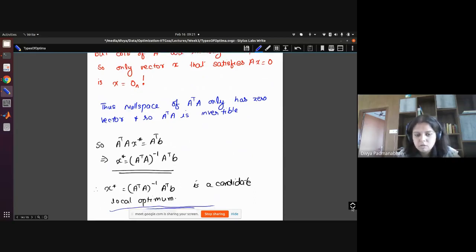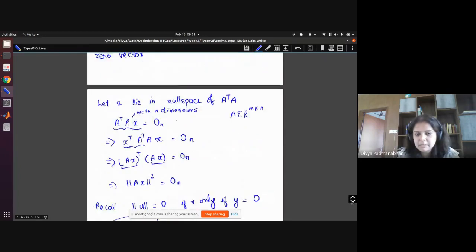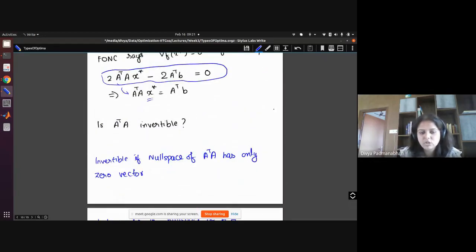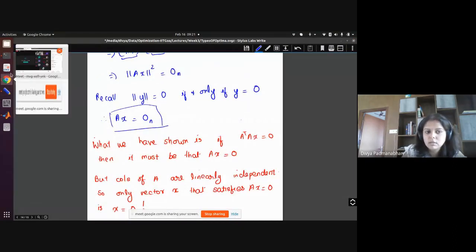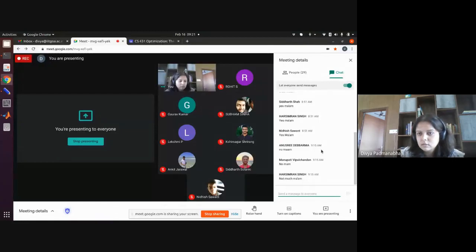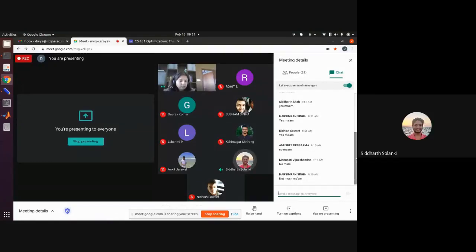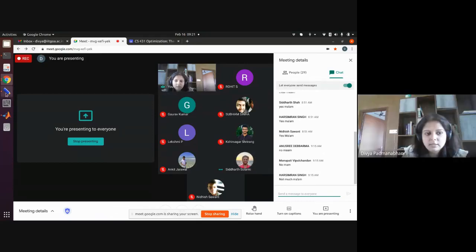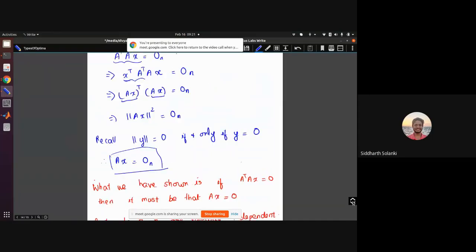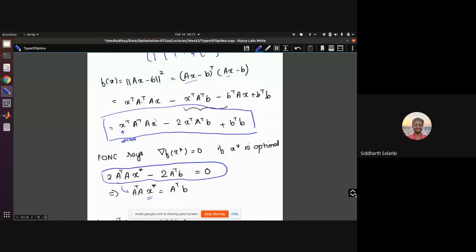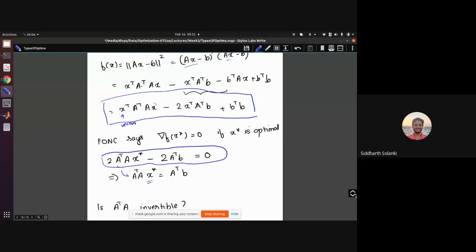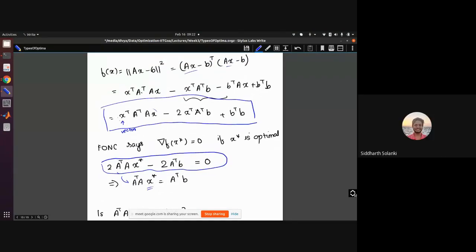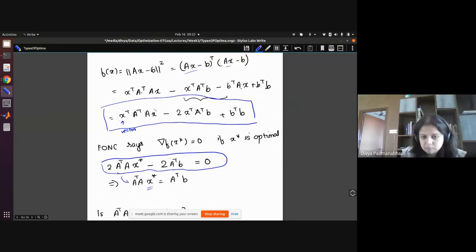Okay, so is this step clear, like how we wrote the expansion for x star? It's not clear? Ma'am, I had a doubt in one of the steps. Ma'am, can you scroll up? There, in x transpose A transpose A x minus 2 x transpose A transpose b, the previous step was x transpose A transpose b minus b transpose A x. So how are they combined?